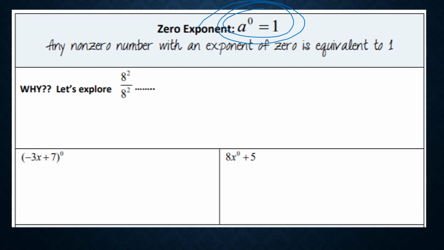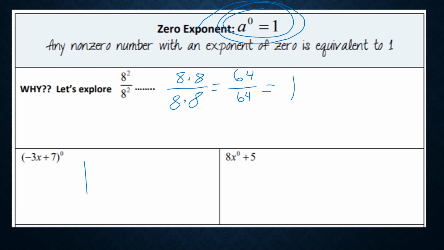We talked in the past about when we write this out, 8 squared means 8 times 8, and then 8 times 8. Let's simplify that. We end up with 64 over 64. Well, 64 divided by 64 is 1. Looking at our second example, that entire parenthesis is being raised to that 0 power. Anything raised to the 0 power is 1. So that's your final answer there.